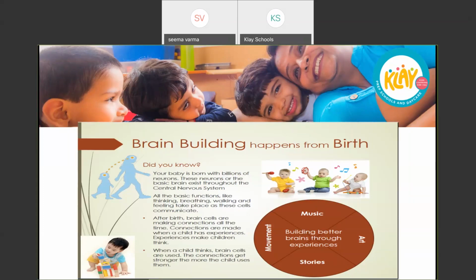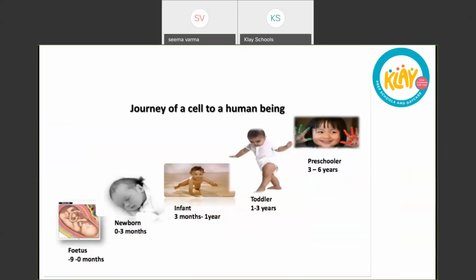But what is happening in the physical world of the child? Let's look at this slide, which talks about the journey of a cell to a human. We know the fetus, moving on to newborn from 0 to 3 months, then infant from 3 months till about a year, and then toddlers from 1 to 3 years, which in our context of KLAY preschool, we have junior toddlers and senior toddlers, and then there are the preschoolers, which are from 3 years to 6 years.